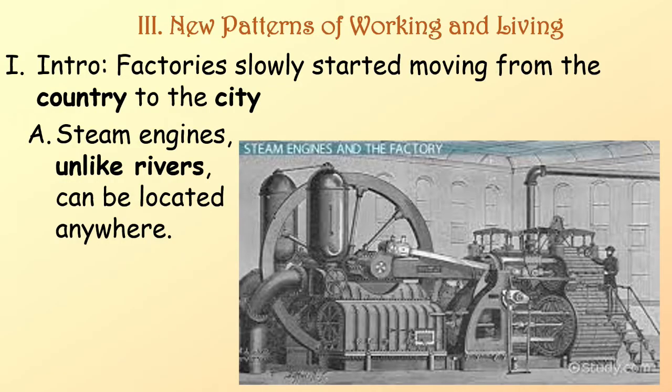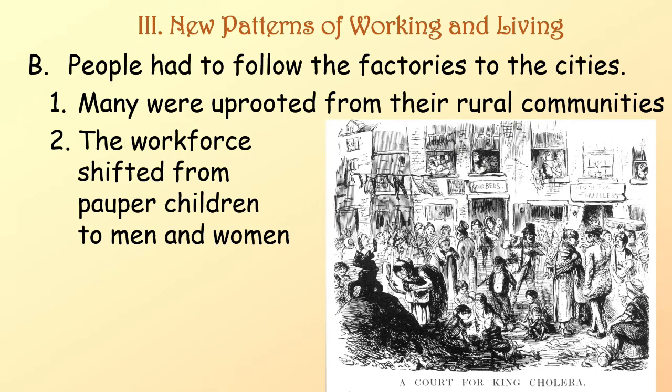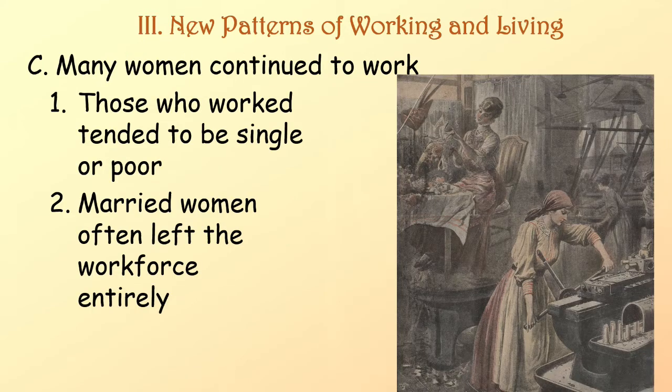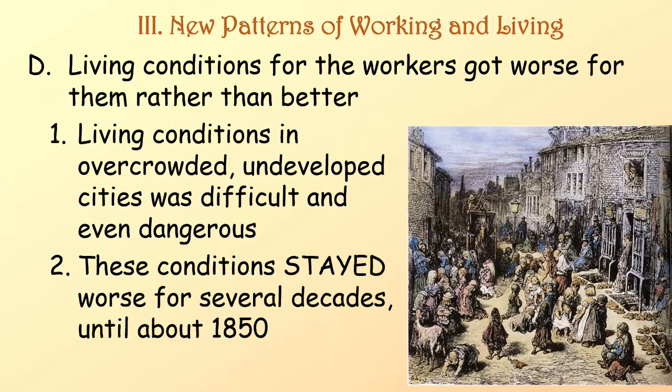Intro. Factories slowly started moving from the country to the city. Steam engines, unlike rivers, could be located anywhere. People had to follow the factories to the cities. Many people were uprooted from their rural communities, and the workforce shifted from pauper children to men and women. Many women continued to work. Those who worked tended to be single or poor. Married women often left the workforce entirely.